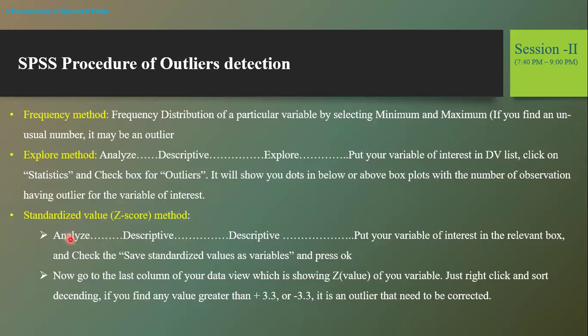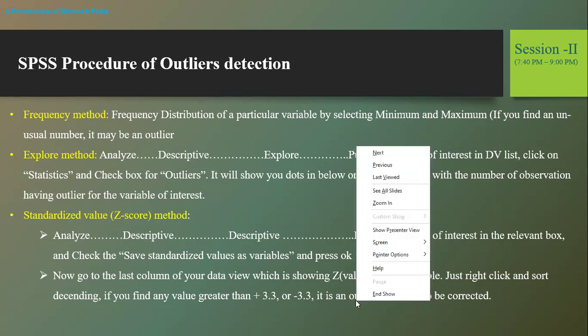You can apply this method using analyze, descriptive, then descriptive, put your variable of interest in the relevant box and check the save standardized value as a variable and press OK. Now go to the last column of your data view, which is showing the z value of your variable. Just right click and sort descending. If you find any value greater than plus 3.3 or minus 3.3, it is an outlier that needs to be corrected. So these are the three methods.